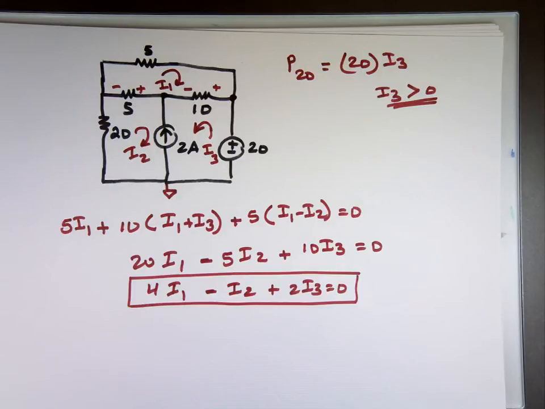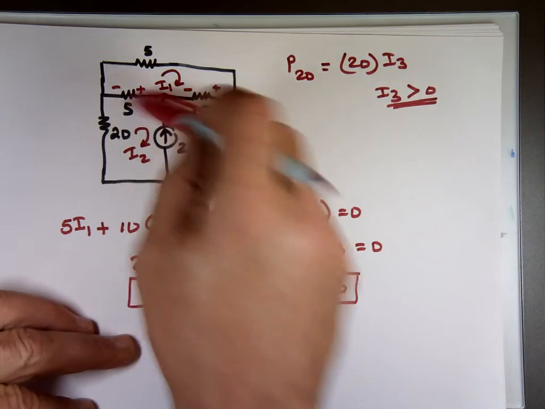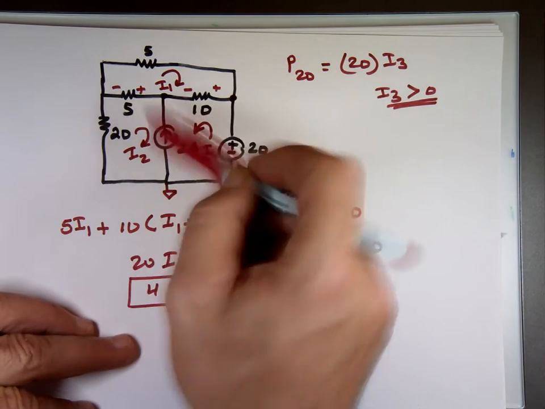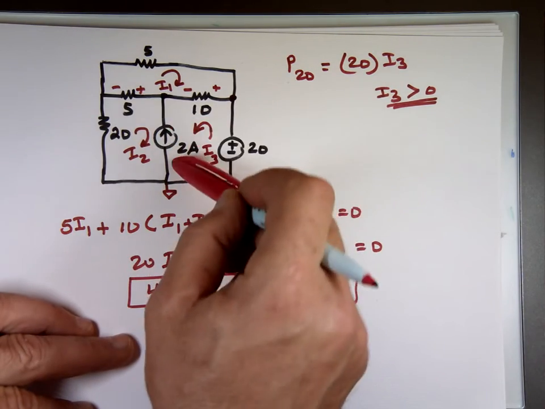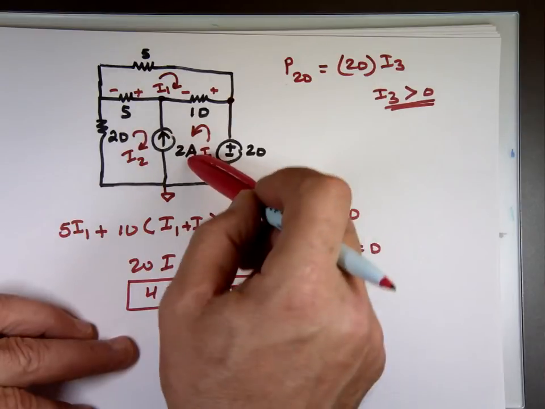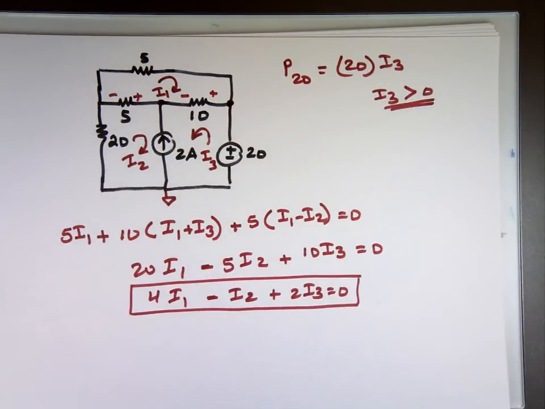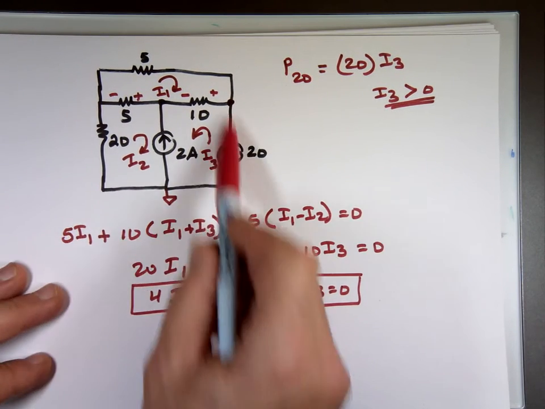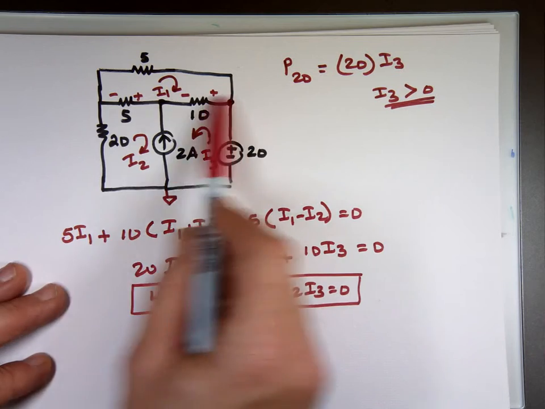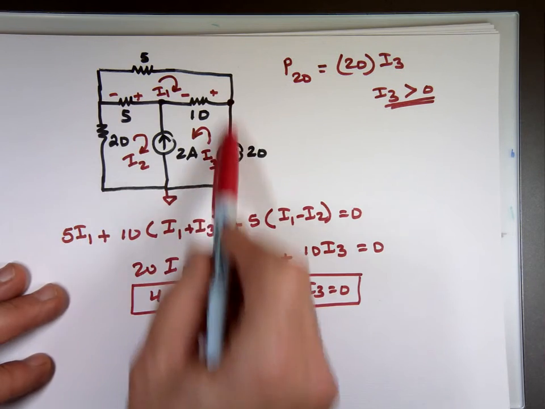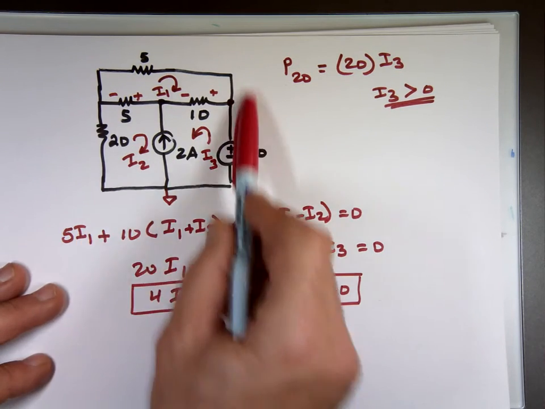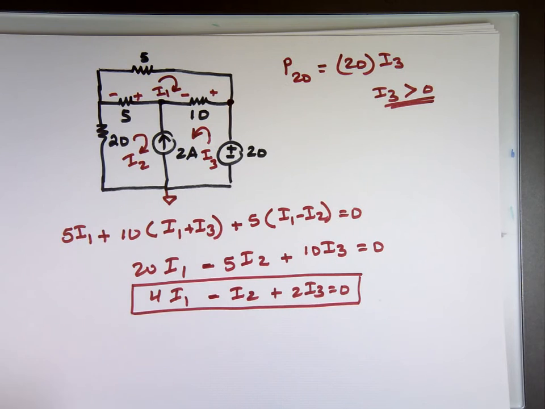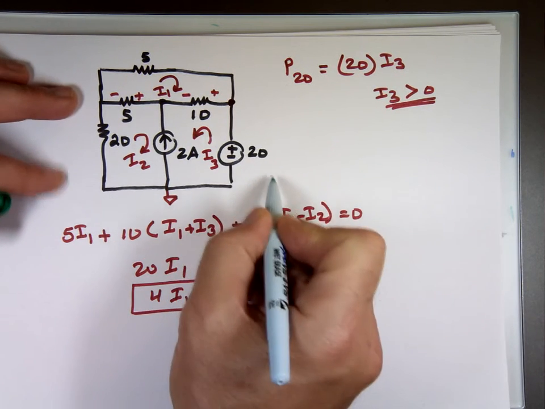I need a second equation. I can't use this loop. Why? The current source. We have no idea what the voltage is here. I can't use this one, same thing. I can either go on the outside like this or go on this one. Really up to me. I'll go on the outside. It looks like less work. So let me travel this way.